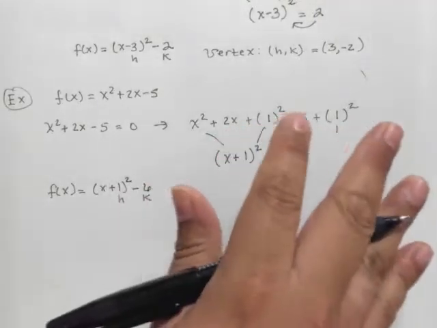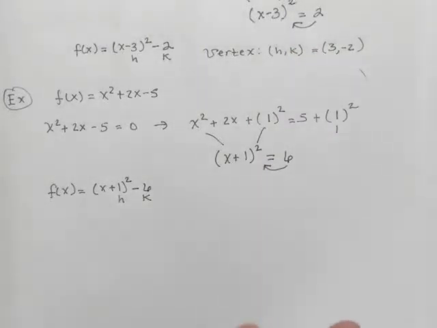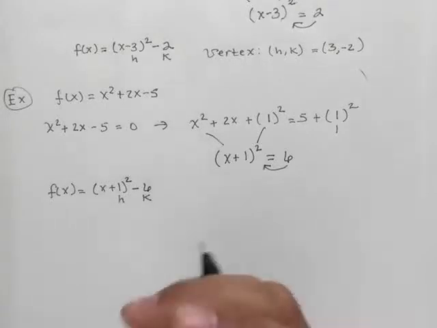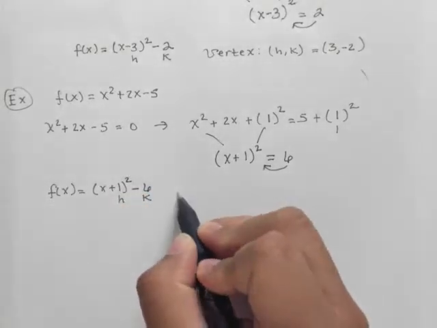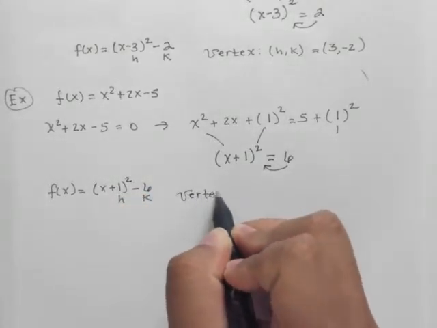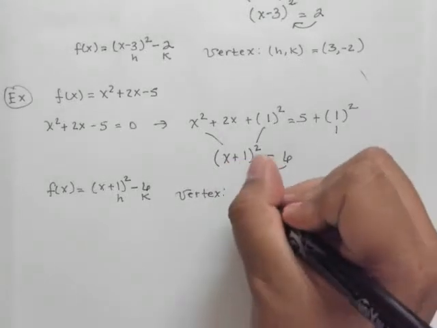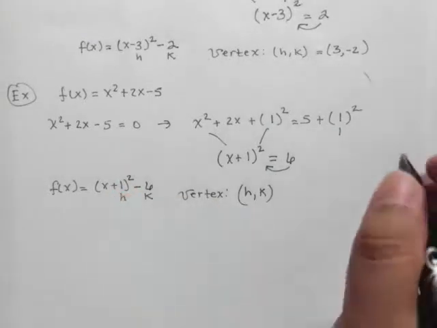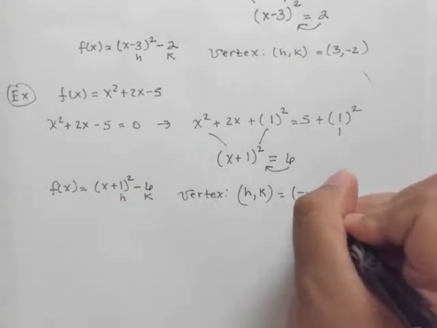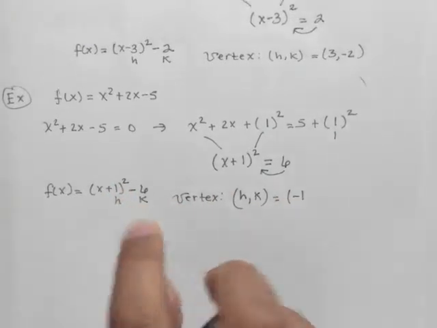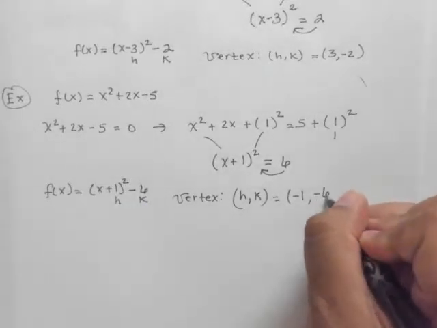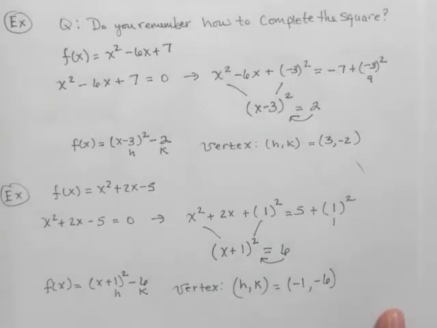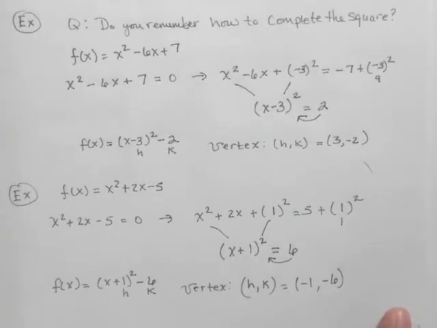Writing the vertex wasn't required here, but I'm just letting you know how we would find the vertex. So the vertex, in this case, is h comma k. The h is always the opposite, so it's negative 1, and the k is always direct, so negative 6. So here we have two really good examples of the vertex form of a parabola, of a quadratic.